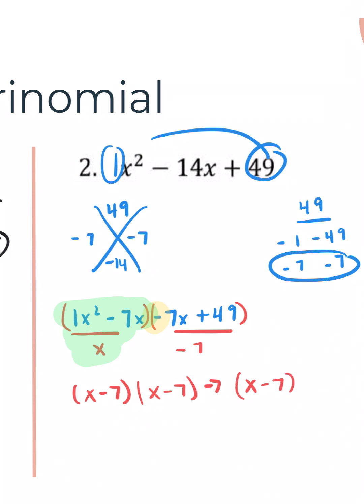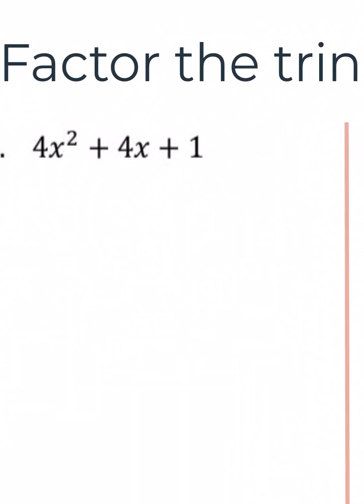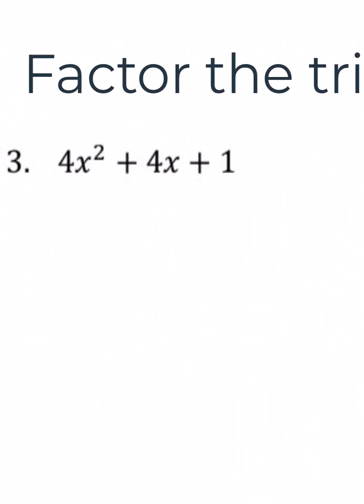So I'm going to change that to x minus 7 squared. Okay, let's try another one here. We're going to keep doing the same thing. So I have 4x squared plus 4x plus 1.